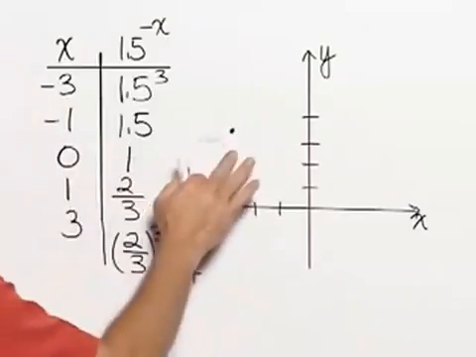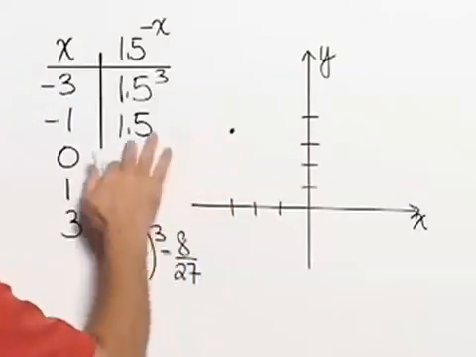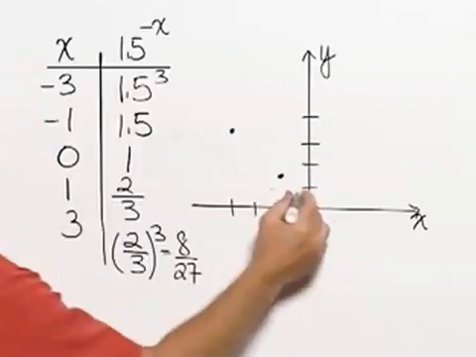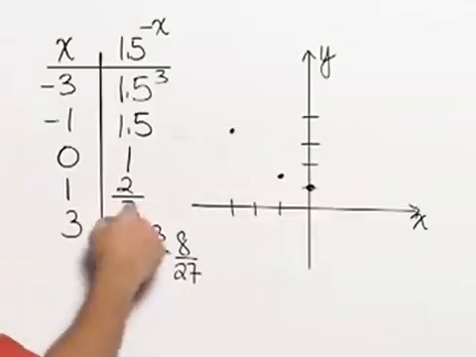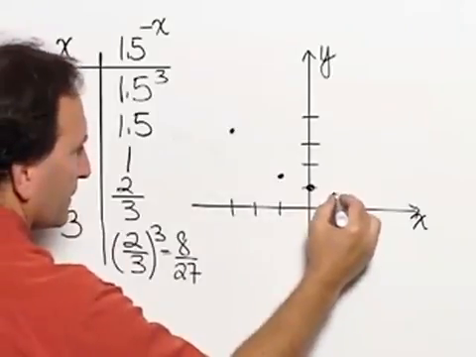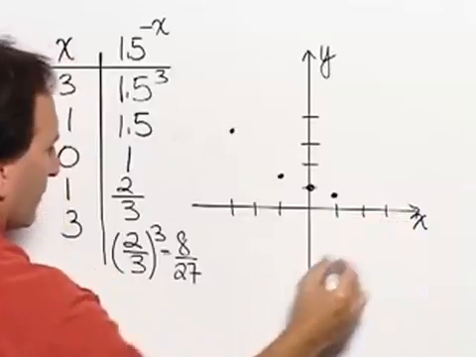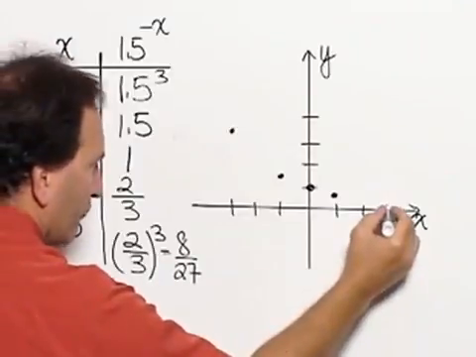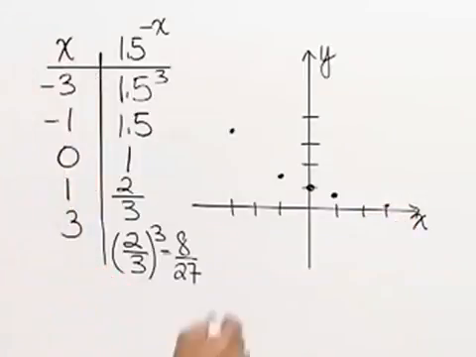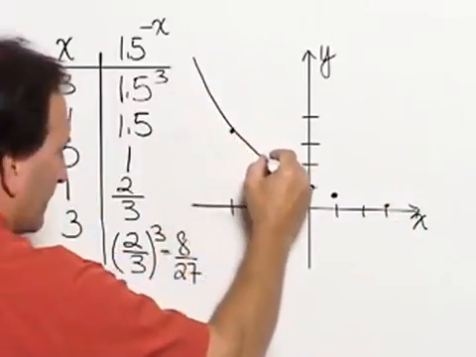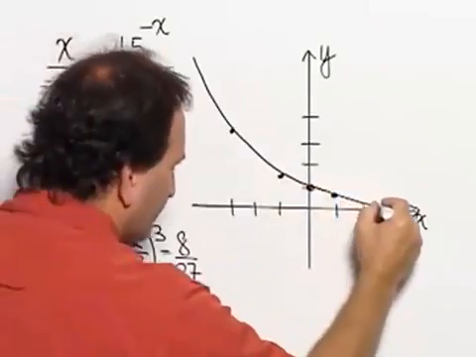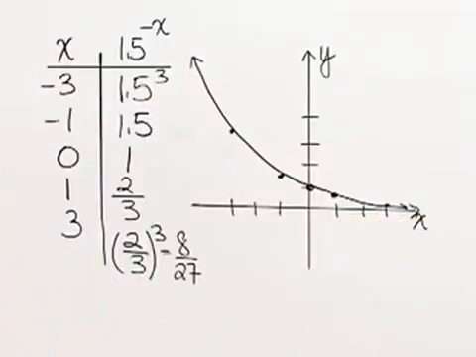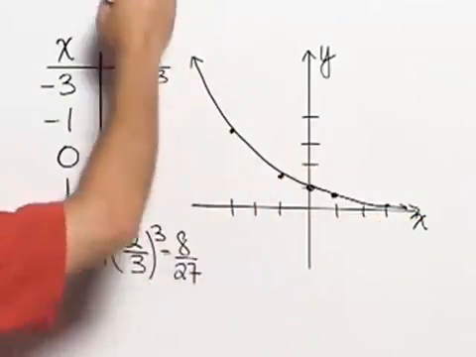We know that at negative 1, we have 1.5. At 0, we have 1. At 1, we have 2/3. And at 3, we're all the way down to 8/27, which would be about right there. So we can see that what our graph is doing is coming down like this and approaching the x-axis over here. Here it's going up to infinity.